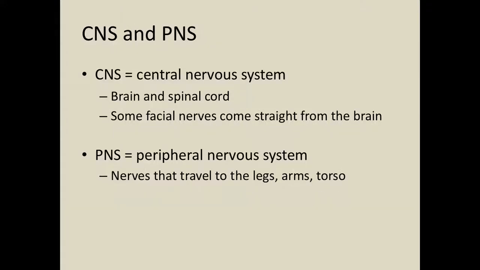So now on to the organ parts. The CNS and PNS. CNS is central nervous system. It's your brain and spinal cord. And there are some nerves in your face that come directly out of the brain, so they're kind of included there. The peripheral nervous system, or PNS, that's all the nerves that come out of the spine and go into your torso and your legs and arms. So from here on out, we're just going to say CNS and PNS.